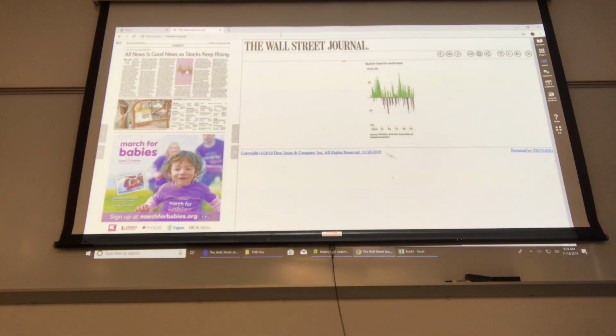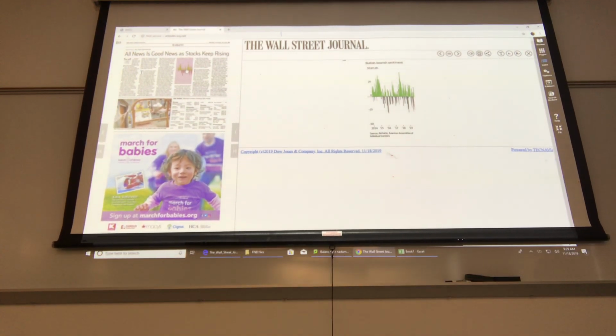Now we have the two metaphors, bull and bear. Bull means something that moves up, bear means something that sleeps. That's why we call it the bullish market and the bearish market. What is happening?